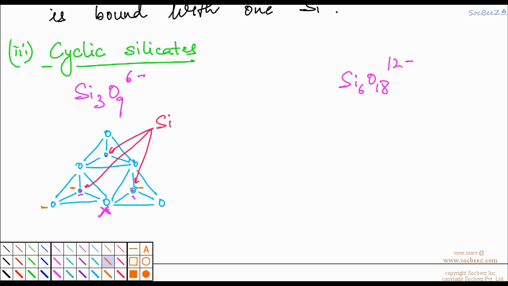Okay, again, this oxygen is bound to just one silicon, so it will have a minus charge. This also will have a minus charge. This and this again won't have a minus charge because they are bound to this silicon and this silicon. Okay, so they won't have a minus charge. Okay, so hope you have understood that. The next structure of this Si6O18 12- is something like this.